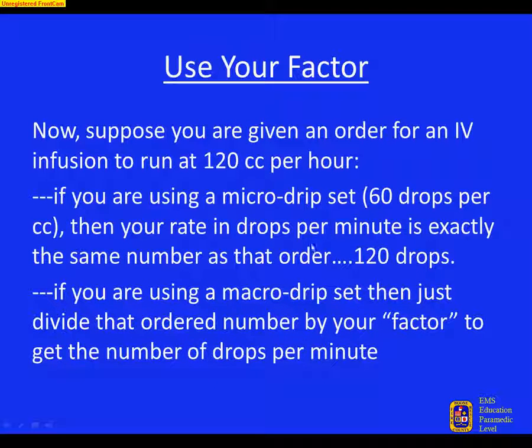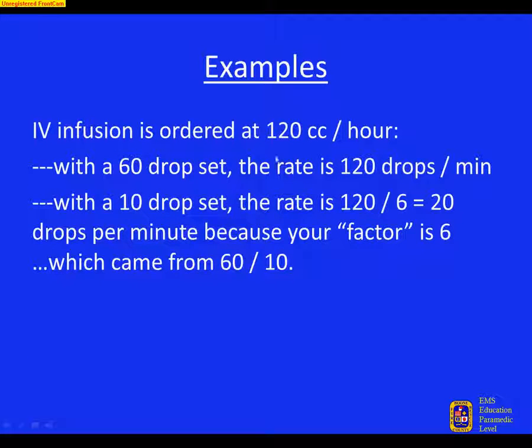So if you get an order to run an IV at 120 an hour, if you're using a micro drip set, well, then the drops per minute is 120 drops per minute. But if you're using a macro drip, you have to adjust that 120 by your factor. So if the infusion is ordered at 120 cc's an hour, if you have a 60 drop set, it is 120 drops a minute. If you're using a 10 drop set, then your factor is 6, so it's 120 divided by 6, or 20 drops a minute.